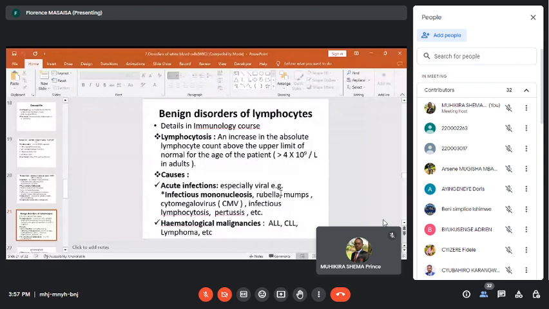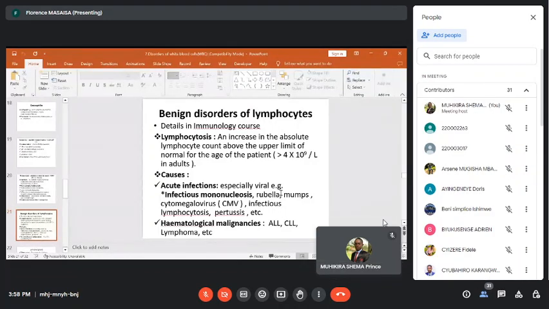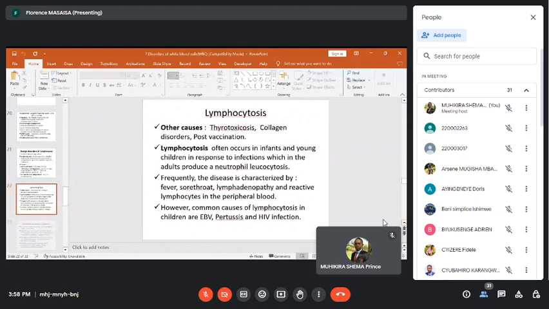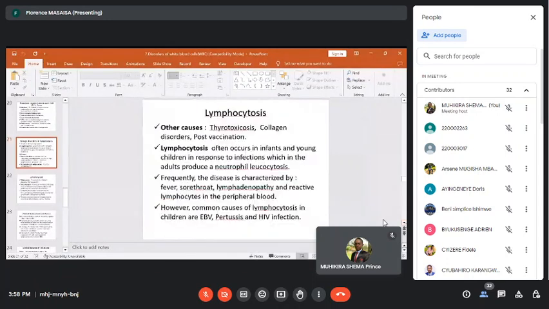So for the lymphocytes, details of disorders of the lymphocyte will be seen in the course of immunology, but for an increase of lymphocytes above the normal range, most of the conditions are due to viral infection. For example, infectious mononucleosis due to Epstein-Barr virus. We have rubella, we have CMV, and so on. It may also be increased in hematological malignancy, which is acute lymphoblastic leukemia or chronic lymphocytic leukemia, or in lymphoma.